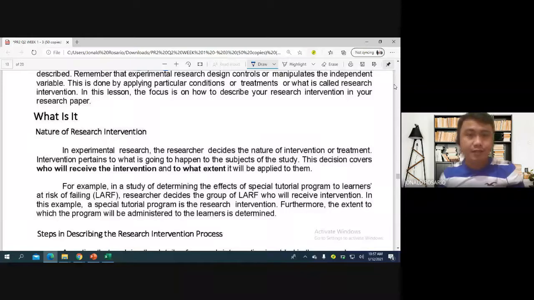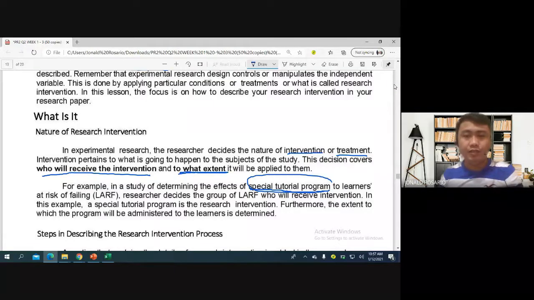In experimental research, the researcher decides the nature of intervention or treatment. Intervention pertains to what is going to happen to the subjects of the study. This decision covers who will receive the intervention, to what extent it will be applied to them. As for example, in a study of determining the effects of a special tutorial program, ito yung ating intervention, the special tutorial program to learners at risk of failing.